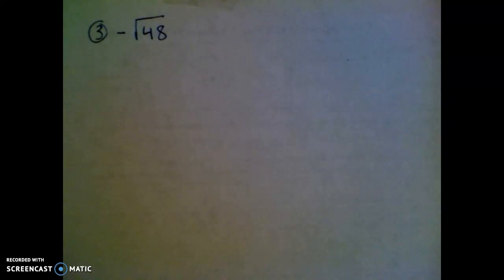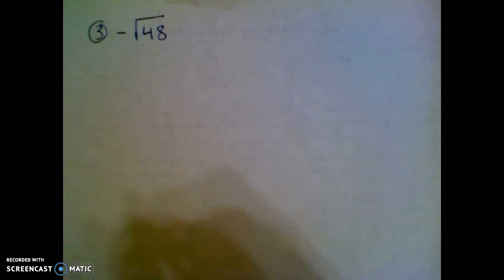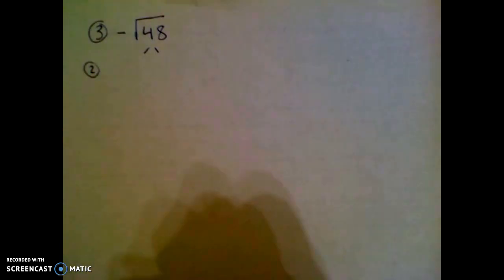All right, so let's go ahead and do questions 3 and 4. I just wrote it on the back of my paper because I messed up on the front. So I'm going to go ahead and do method 2 first, which is the bar method. I'm going to break down 48 into its prime factorization.